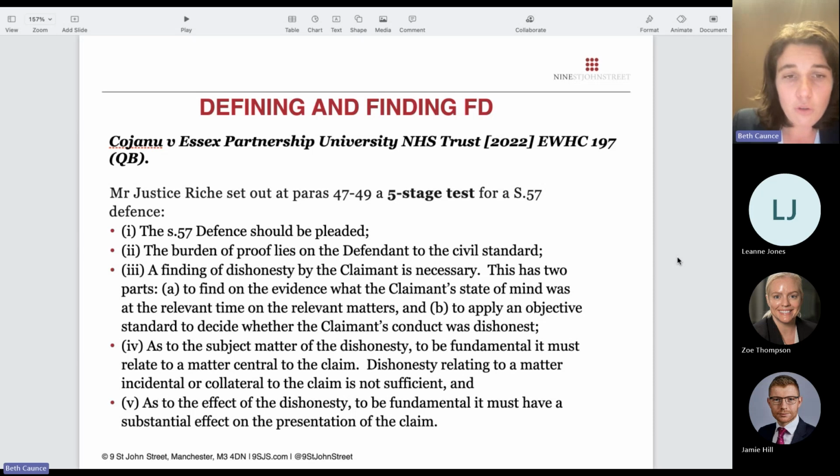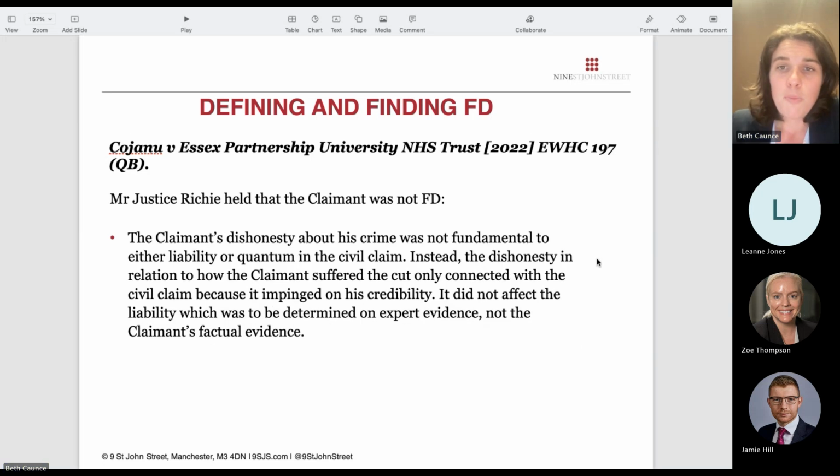The 4th point goes to what extent the dishonesty will be fundamental. And what was said was, to be fundamental, it must relate to a matter central to the claim. Something that's incidental or collateral, a sort of sideline issue, is not sufficient. And finally, 5thly, as to the effect of the dishonesty, to be fundamental, it must have had a substantial effect on the presentation of the claim. Based on that 5-part test, Mr. Justice Ritchie held that the claimant was not fundamentally dishonest.